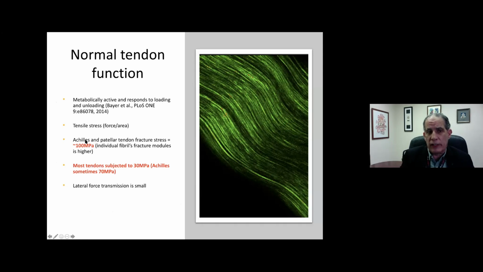The tendons, especially the Achilles and the patellar tendons, are very strong. And the stress that is needed to fracture the tendons is very high, about 100 megapascals. But during the course of daily life and activities, tendons are actually subjected to stresses that are much lower. So I think what we're saying is that we have a safety factor here that protects the tendon, and that we usually have a structure that is very resistant to loading and will not break easily.